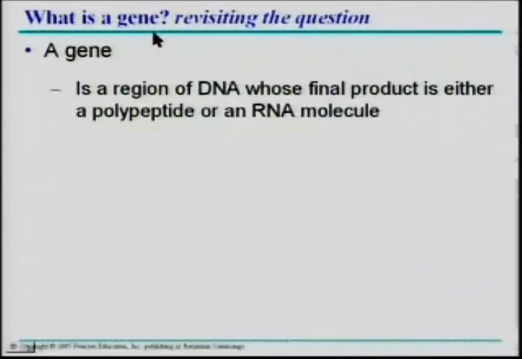So what is a gene? Revisiting the question. A gene is a region of DNA whose final product is either a polypeptide or an RNA molecule. So we shift our way of thinking about a gene, from one gene, one protein, to thinking of a gene producing RNA, and RNA having a variety of functions, one of which is determining the amino acid sequences in a polypeptide. But still, we refer to a gene product as a protein.